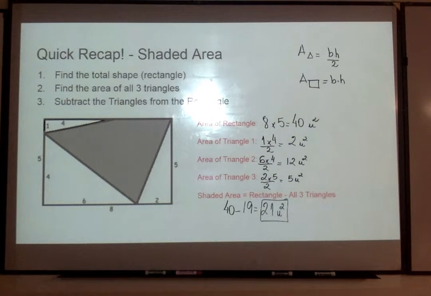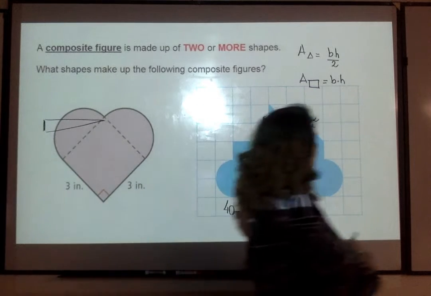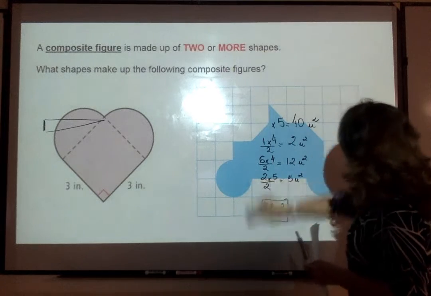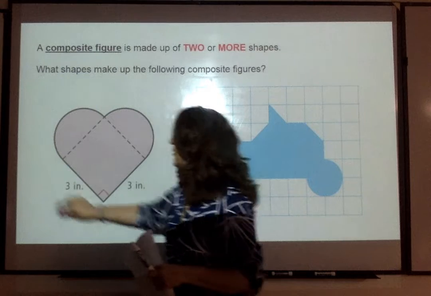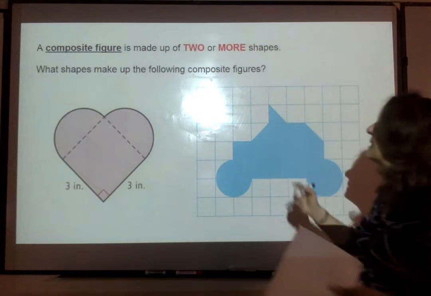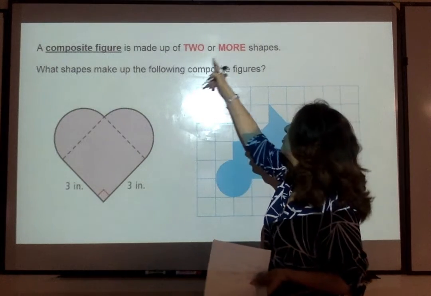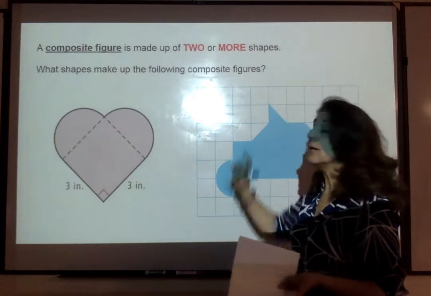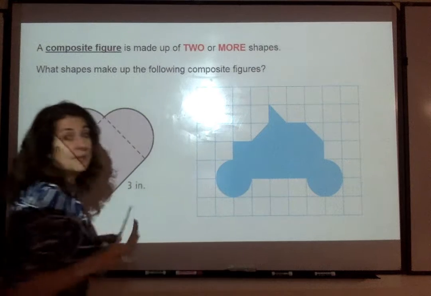Now I am going to start with the composite figures. So look at these figures over here. Let me erase what we have so you can see both figures. So let's see. A composite figure is made of 2 or more, so at least 2, right? 2 or more shapes. What shapes make up the following composite figures? So I have 2 over here. I'll start with the pink one.